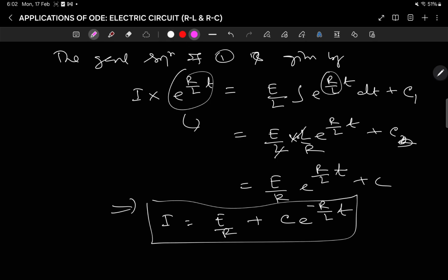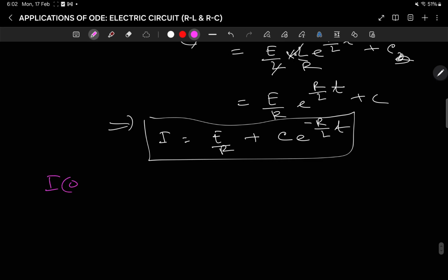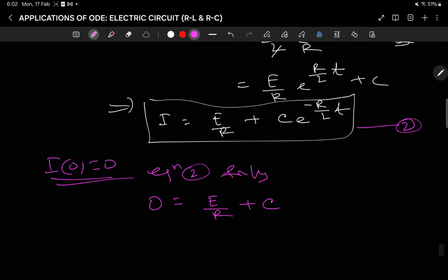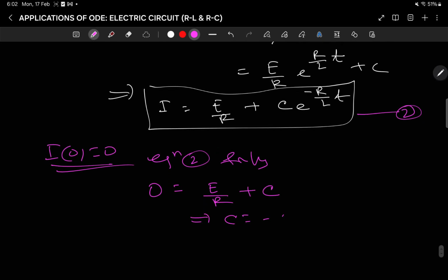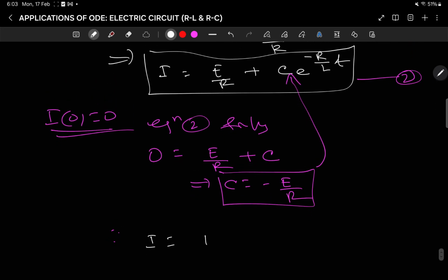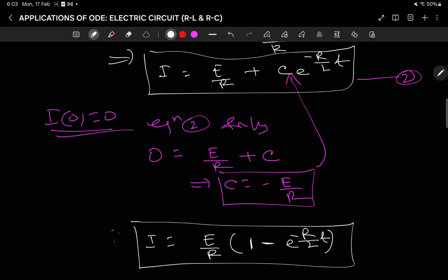Now impose the initial condition: I of 0 is equal to 0. So from equation 2 it follows that 0 is equal to E by R plus C. So this implies C is equal to minus E by R. Now you substitute the value of C here. Therefore I is equal to E by R taken common, 1 minus e to the power minus R by L t. Okay, so this is the solution we have derived.